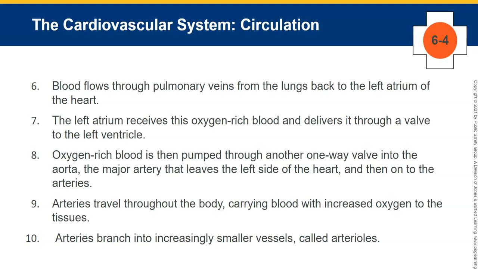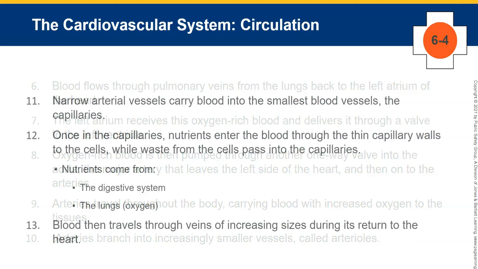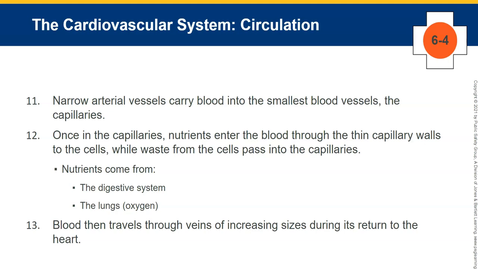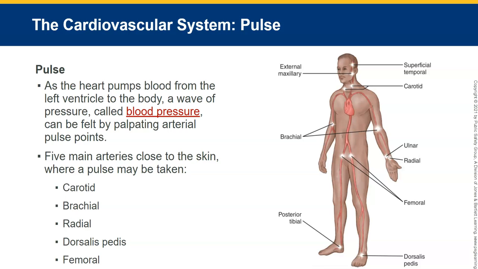Those arteries travel throughout the body, carrying that oxygenated blood through the tissues, and those arteries branch into increasingly smaller vessels called arterioles. Eventually, those narrow arterial vessels carry blood to the smallest blood vessels, the capillaries. Once in the capillaries, nutrients pass into the blood through the thin capillary walls into the cells, while waste passes from those cells back into the capillaries. Blood then returns from the left ventricle to the body.